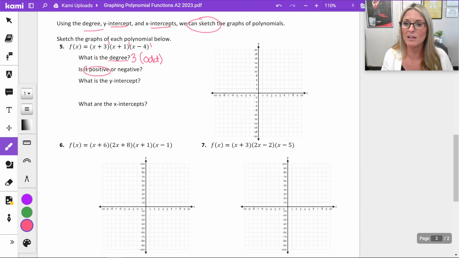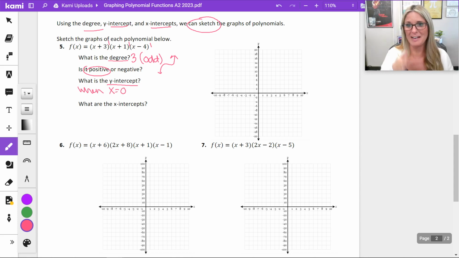So I have a positive odd polynomial. Think back to our last lesson. That means that our arrows are going in opposite directions for that odd, and it's positive going up from left to right. So I've sketched it there. That's going to be the general form of this polynomial graph. Some other pieces we need include our y-intercept, one y-intercept. To find the y-intercept, it's always going to occur when x is equal to 0.